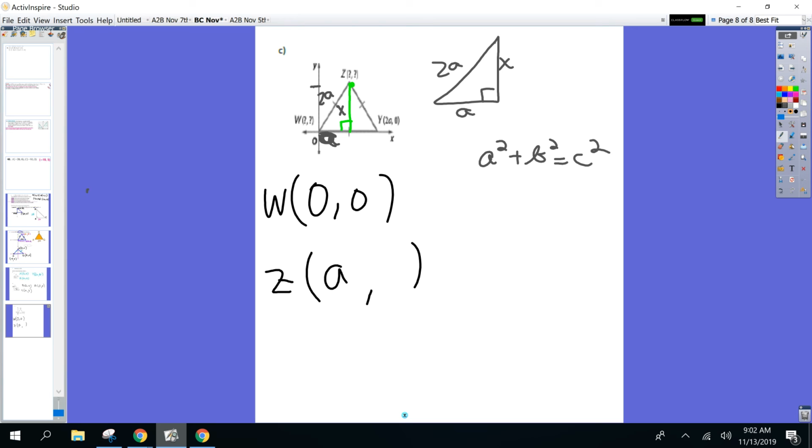One person give me a leg to plug in. X squared. Plus somebody new, give me the other leg. There's only two legs up there. X squared's already done. A squared. Equals, what's my hypotenuse squared? Somebody new.